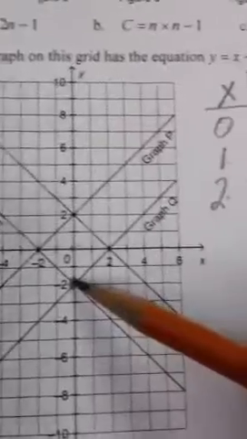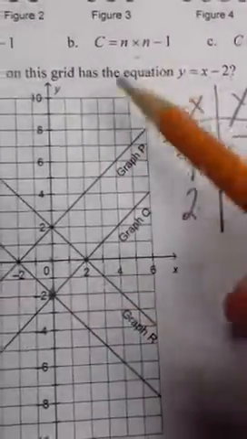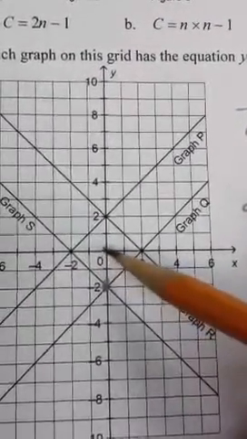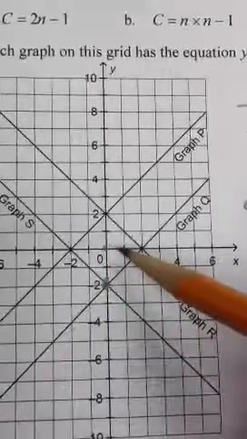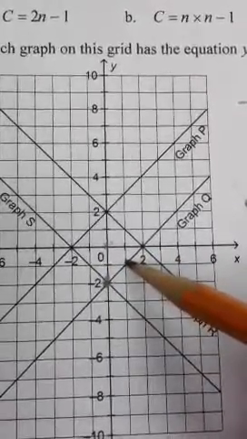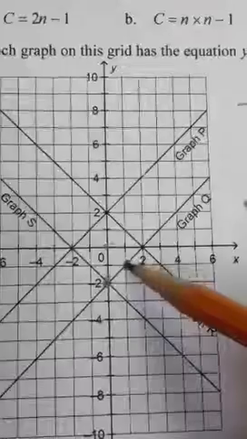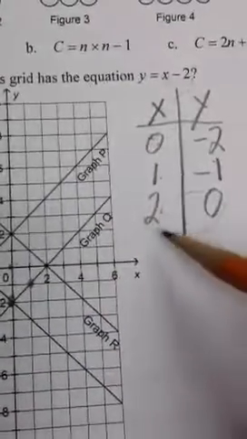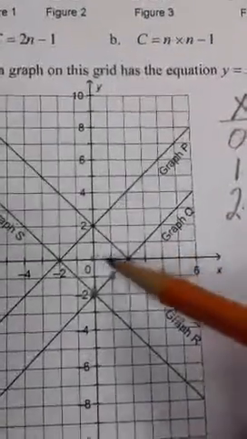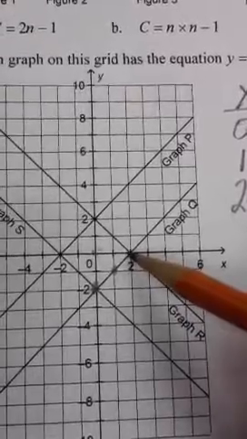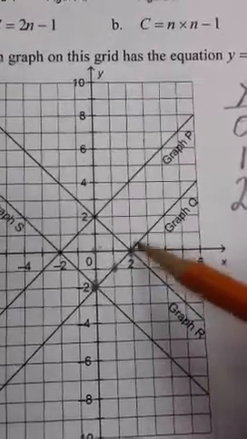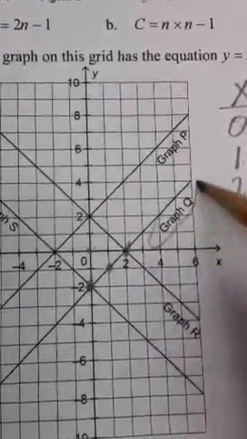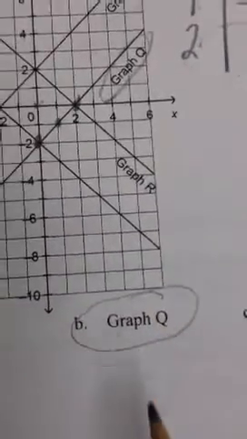Let's take our next point, 1, minus 1. Along the x-axis I go to 1, and on the y to minus 1. There we go. And just to be sure, we'll do one more point, 2 and 0. If x is 2, y is 0, and bingo, we have it. The answer is Q. So I look here at the bottom and graph Q.